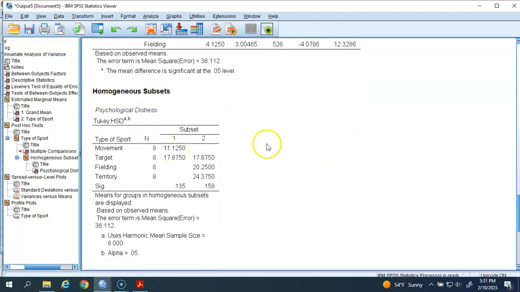The homogeneity test sort of says when they are not significant, we sort of couple those together. It's like a quick way of looking at our subtests, and we can see that movement and target weren't significantly different from each other. And then target, fielding, territory were not significantly different from each other. So as opposed to looking at things that are different, we're sort of nesting them together to see which subtests are relatively similar.